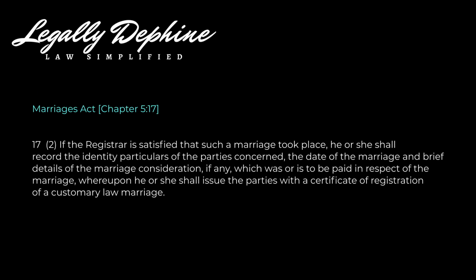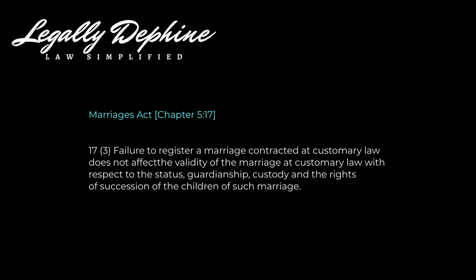If the registrar is satisfied that such a marriage took place, he or she shall record the identity, particulars of the parties concerned, the date of the marriage, and brief details of the marriage consideration, if any, which was or is to be paid in respect of the marriage, whereupon he or she shall issue the parties with a certificate of registration of a customary law marriage. Failure to register a marriage contracted at customary law does not affect the validity of the marriage at customary law with respect to the status, guardianship, custody, and the rights of succession of the children of such marriage.